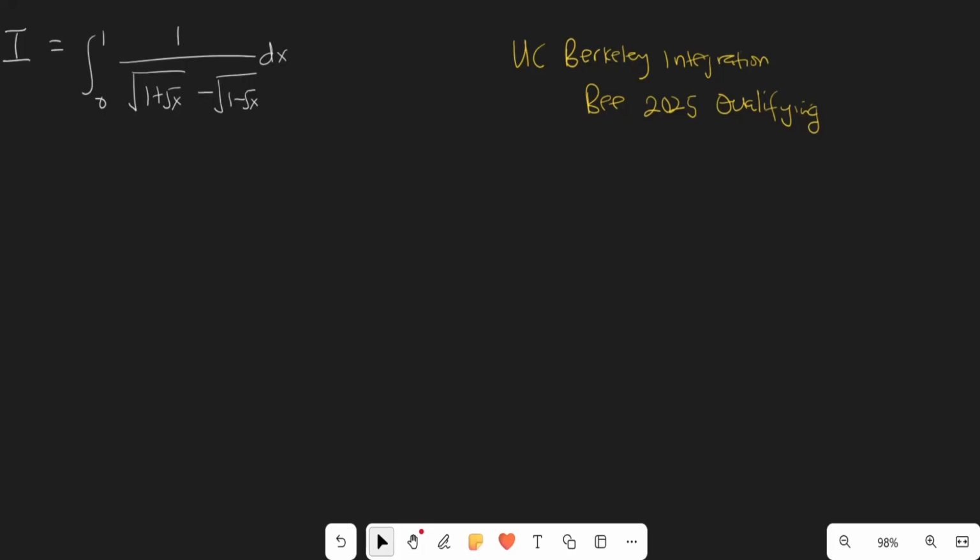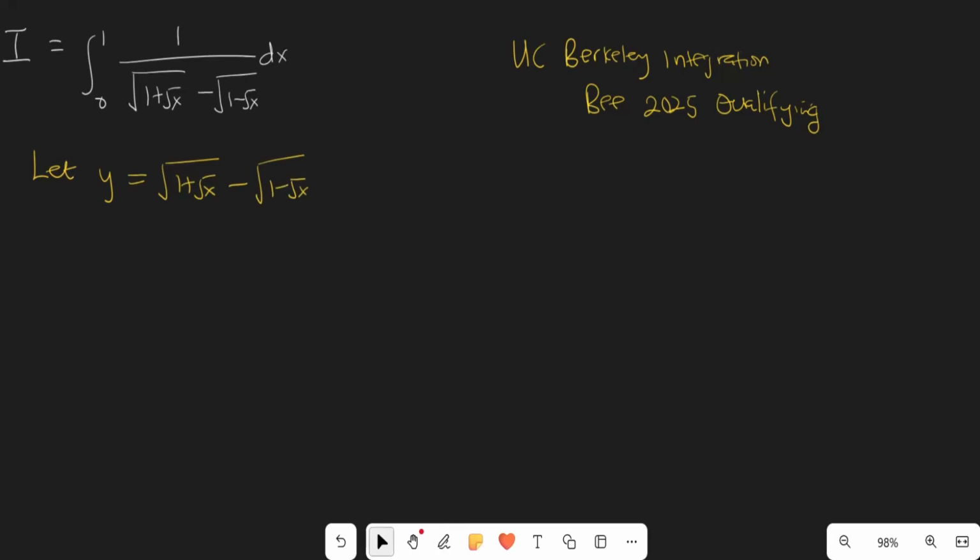We can let the denominator, that is this one, equal to a certain variable, that is y. So y is equal to the denominator of the integrand, that is square root of 1 plus the square root of x minus the square root of 1 minus the square root of x.